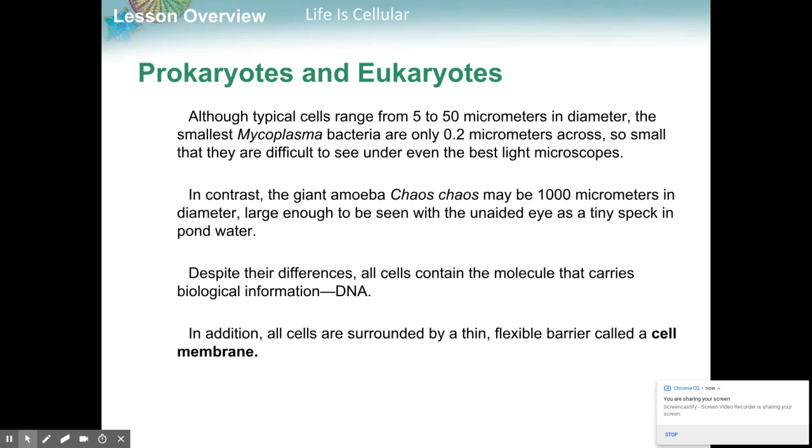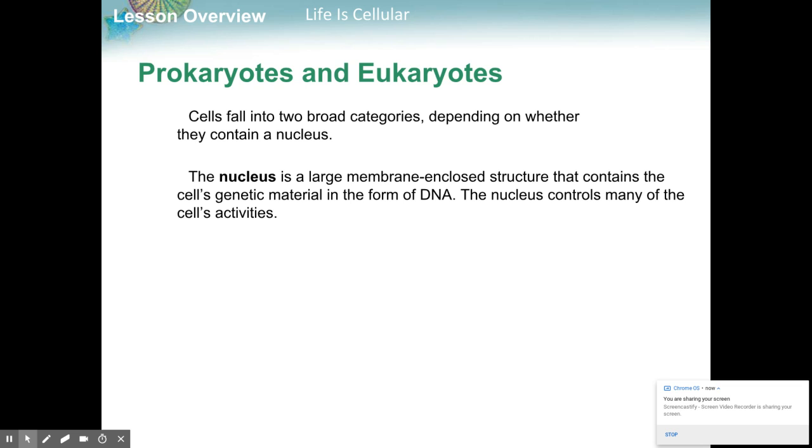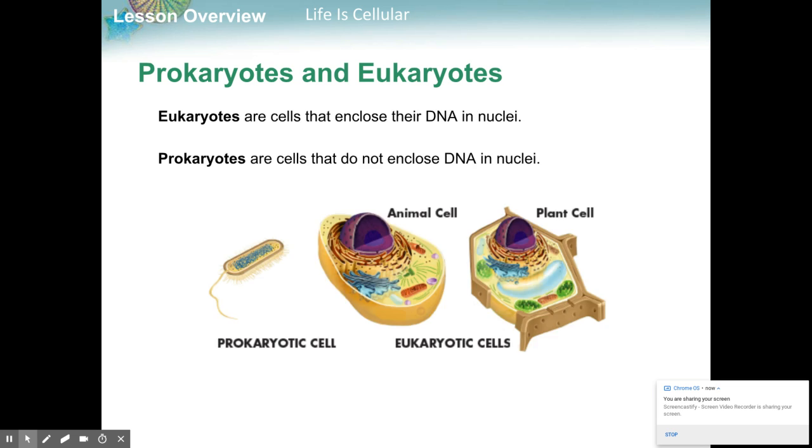Despite their differences, all cells contain the molecule that carries biological information, DNA, and all cells are surrounded by a thin, flexible barrier called a cell membrane. We'll talk about the cell membrane in more detail later in this chapter. Cells fall into two broad categories depending on whether they have a nucleus. A nucleus is a large membrane-bound enclosed structure that contains the cell's genetic material in the form of DNA. The nucleus controls many of the cell's activities by producing RNA, and that RNA produces proteins. The proteins are what actually get stuff done in the cell.